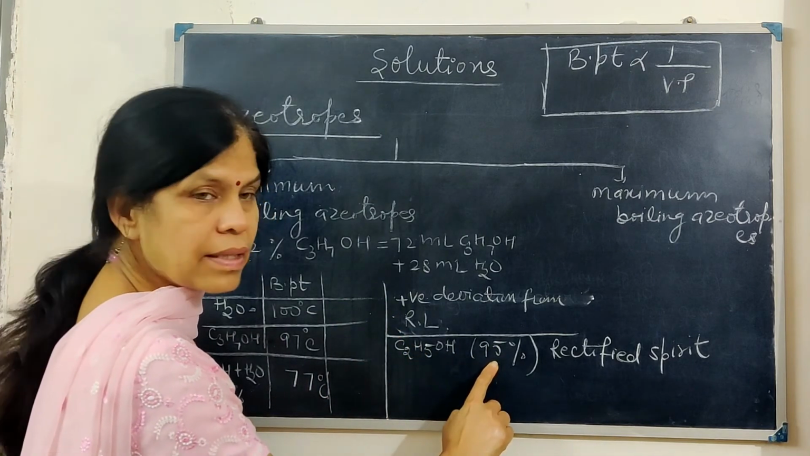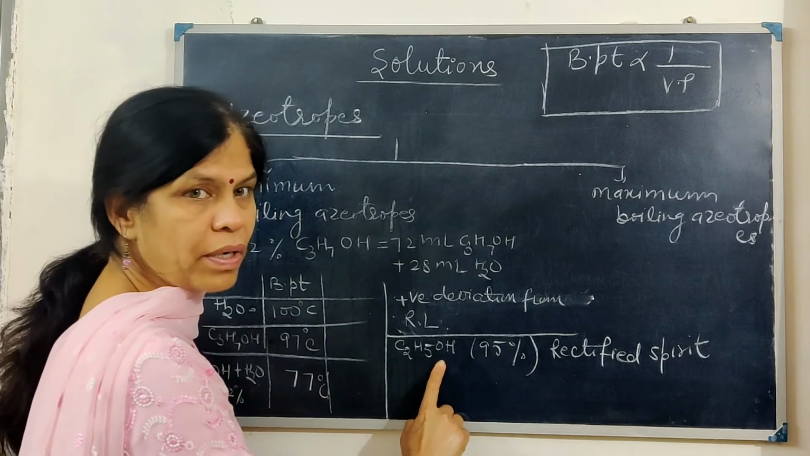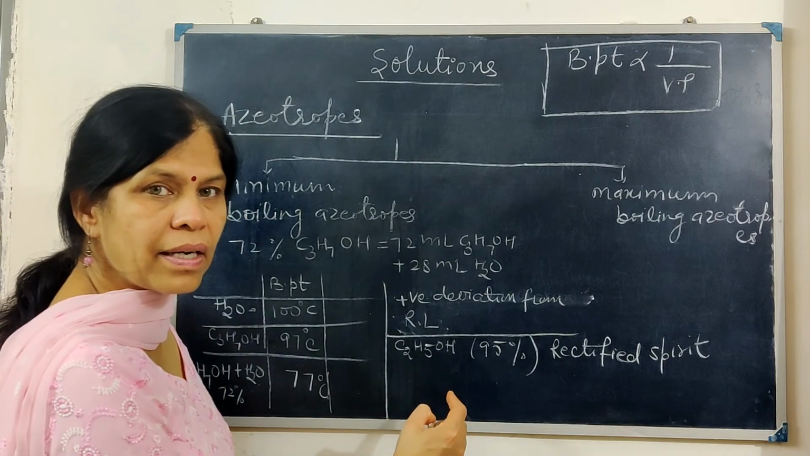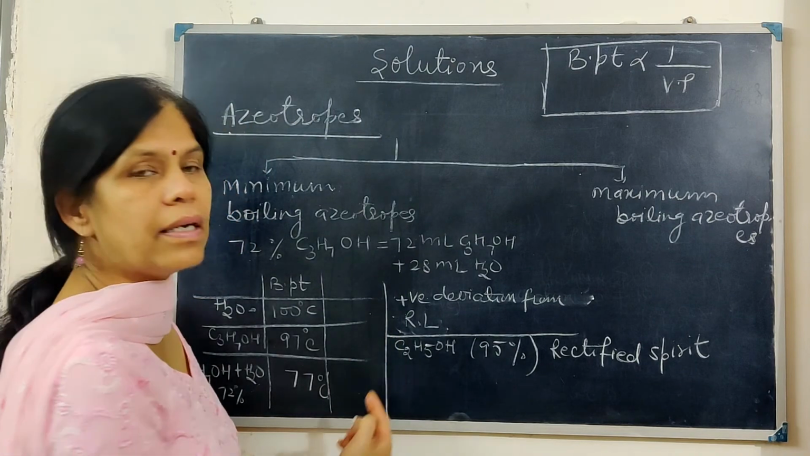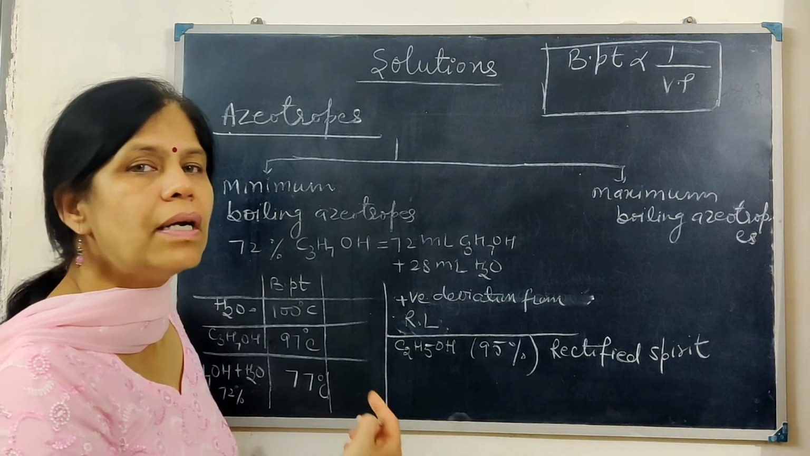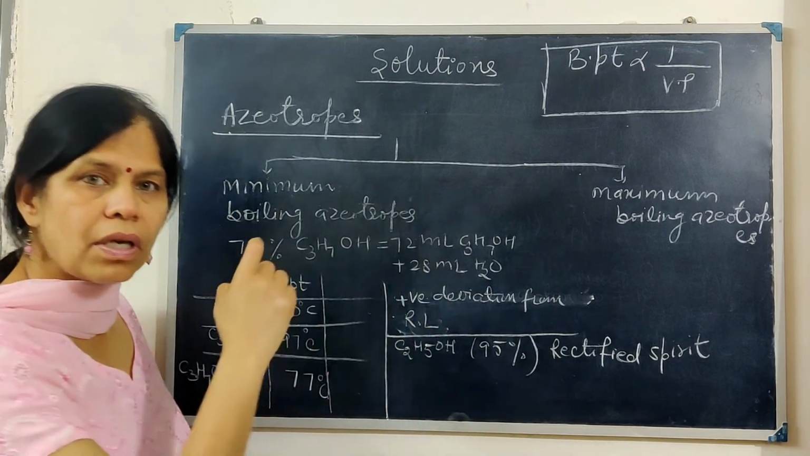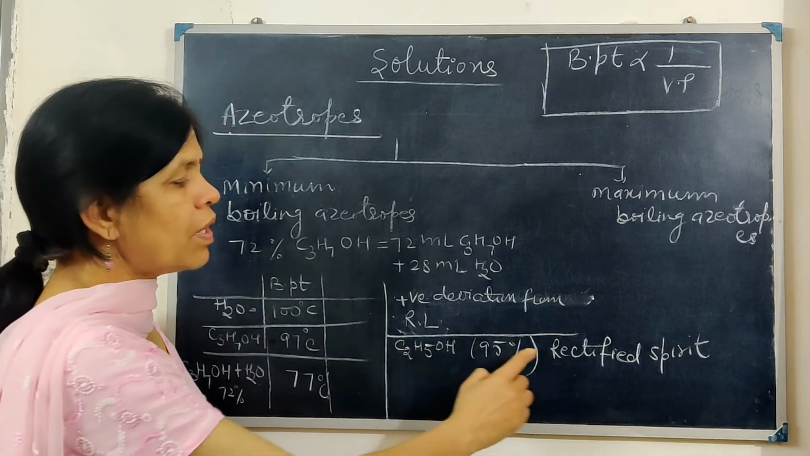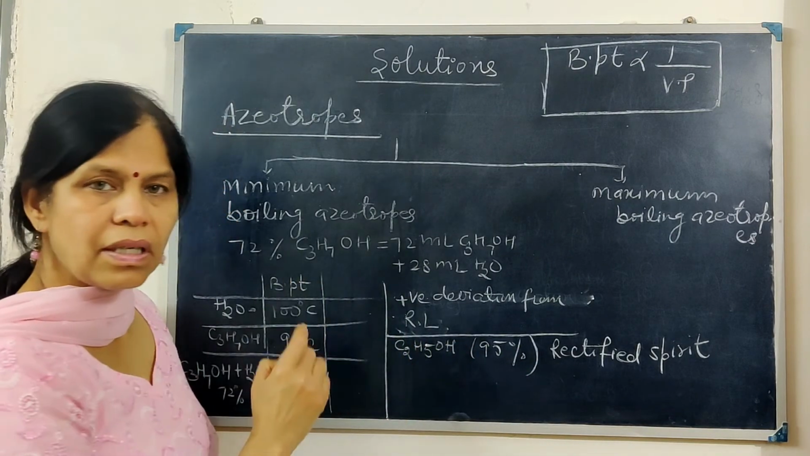Once it attains this composition in which 95% ethanol and 5 ml water are there, if you want to further purify it, if you want to remove the 5 ml water out of it, it is very difficult. It cannot be done by fractional distillation. Why? The question is asked generally in the board examination: why can you not separate water from 95% ethanol?